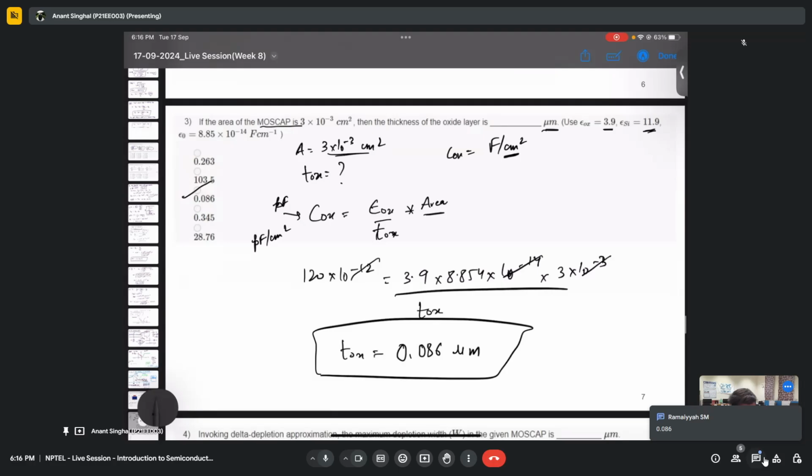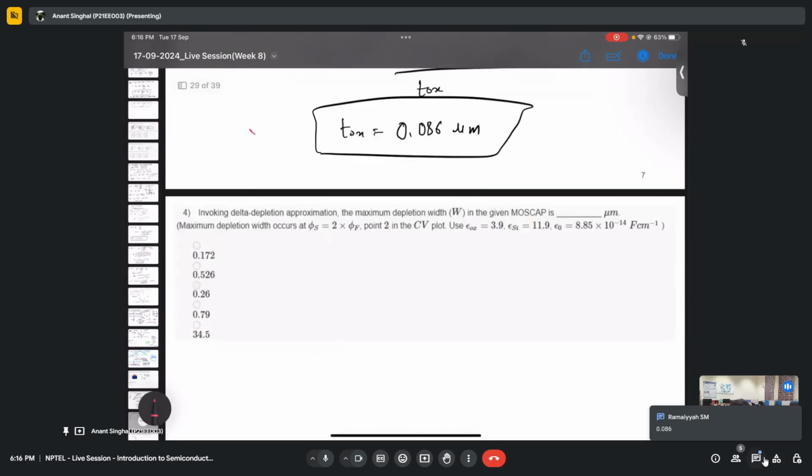So now the further question is invoking the delta depletion approximation. I hope you know what is depletion approximation, right? Can anyone tell what is depletion approximation? Anyone? Any idea?